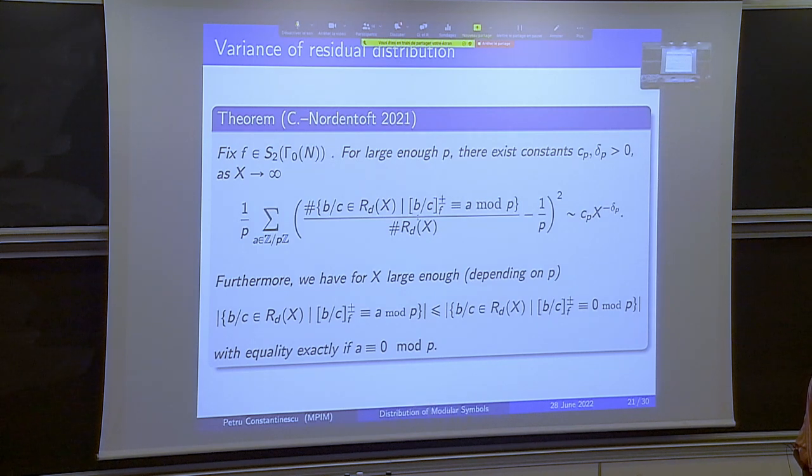An interesting consequence is something similar to Chebyshev biases: 100% of the time, the class 0 mod P is hit more often than any other class mod P. With primes, you almost always have more primes that are 3 mod 4 than 1 mod 4, and you can hope to quantify this if you assume GRH and so on. Here it's much easier: we always have that 0 mod P is hit more often than any other class. But of course, asymptotically, they have the same size.